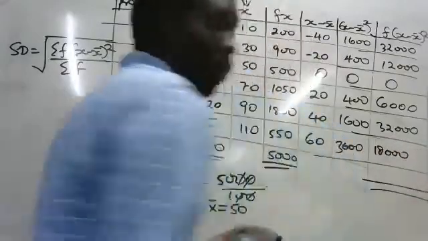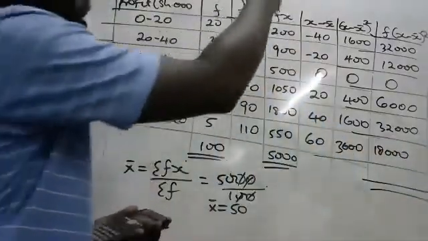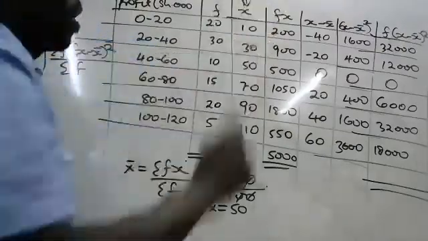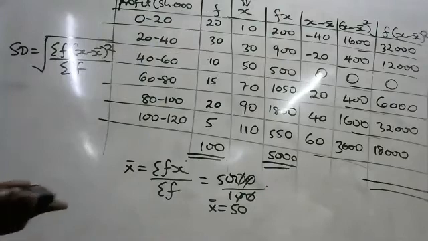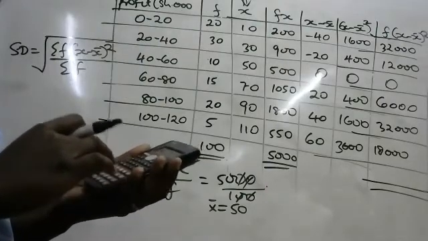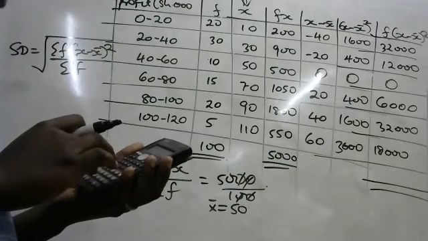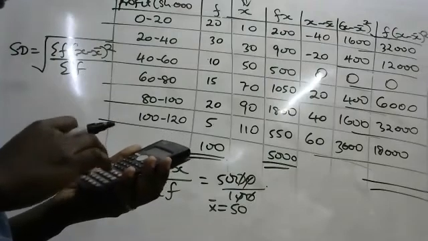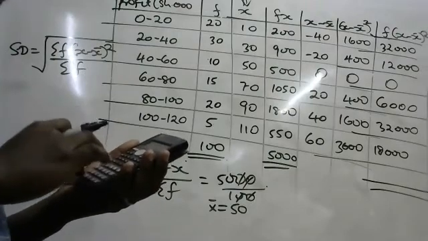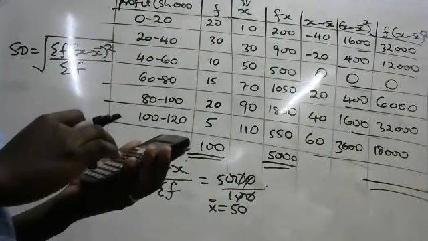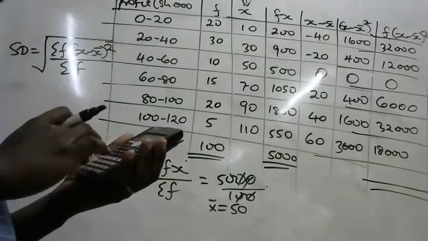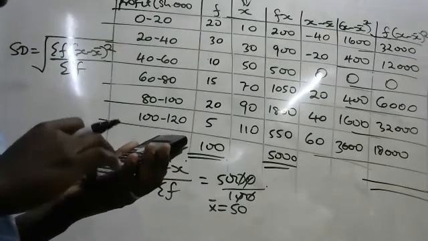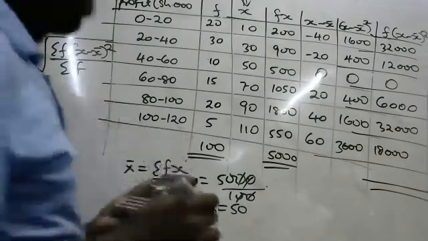So having obtained those values, we just add all the F into X minus X bar squared, and we feed in our formula here. So if we add that, 18,000 plus 32,000 plus 6,000 plus 12,000 plus 32,000, it gives me 100,000.